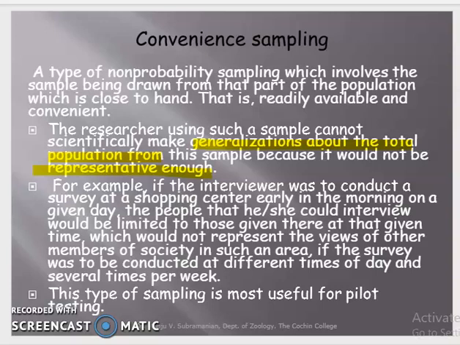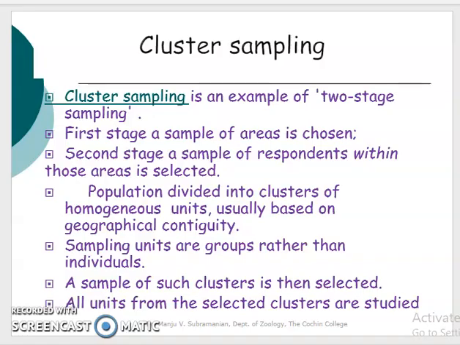If the survey was to be conducted at different times of the day and several times per week, then that interview will be of a good sort. You will be getting a sample which will be of good quality, and this type of sampling is most useful for pilot testing.